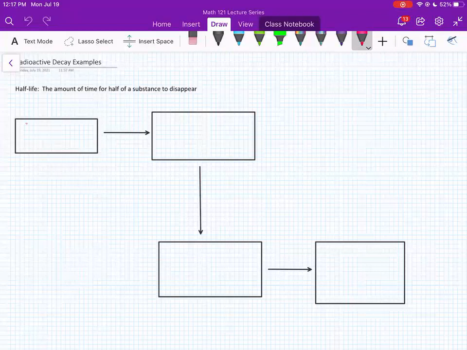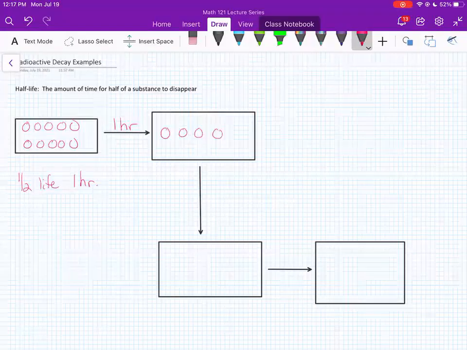So for example, if I have 10 M&Ms and the half-life is 1 hour, then after 1 hour, only 5 M&Ms will be left. And then after another hour, or 2 hours total, there will only be 2.5 M&Ms left. And then after 3 hours total, there will only be 1.25 left. This comes into play in particular with something called carbon dating.